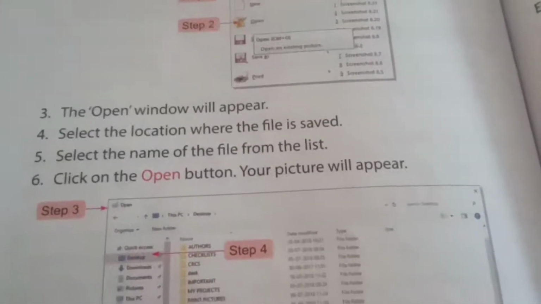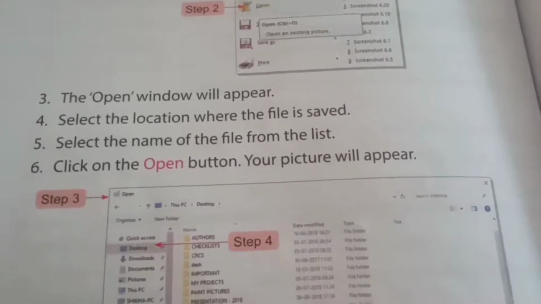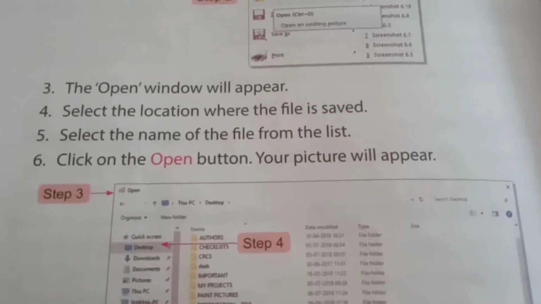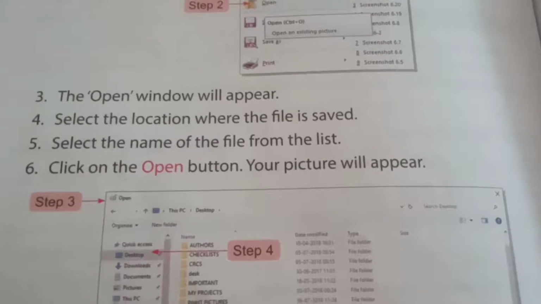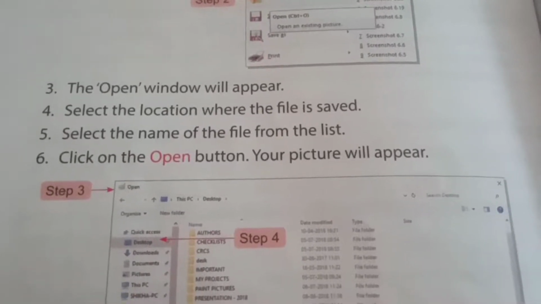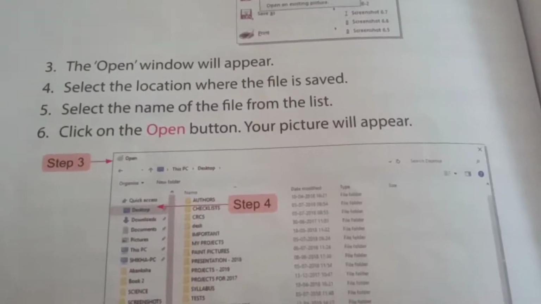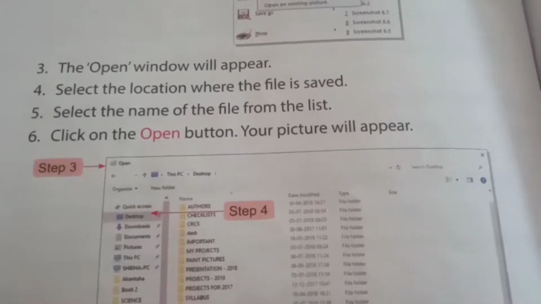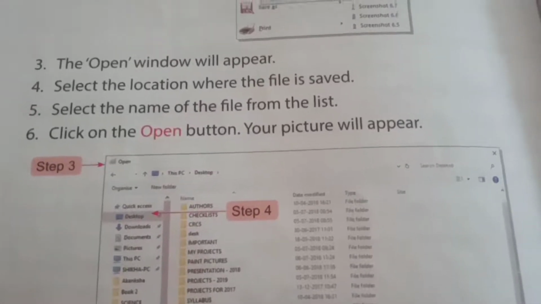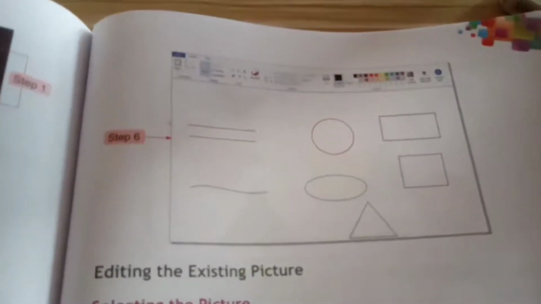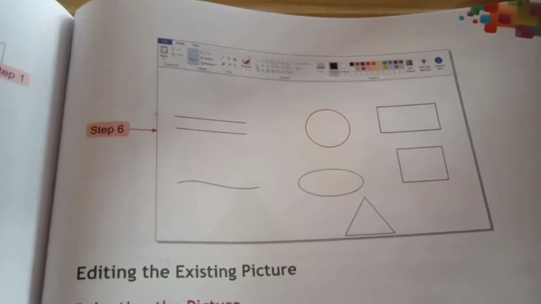And the next, number 3, the Open window will appear. Number 4, select the location where the file is saved. Where you have saved the file, you have to select the location. Number 5, select the name of the file from the list. Click on the Open button. Your picture will appear. See, steps number 3, 4, 5 are given over here. Next, page number 59. Step number 6 is also given here.